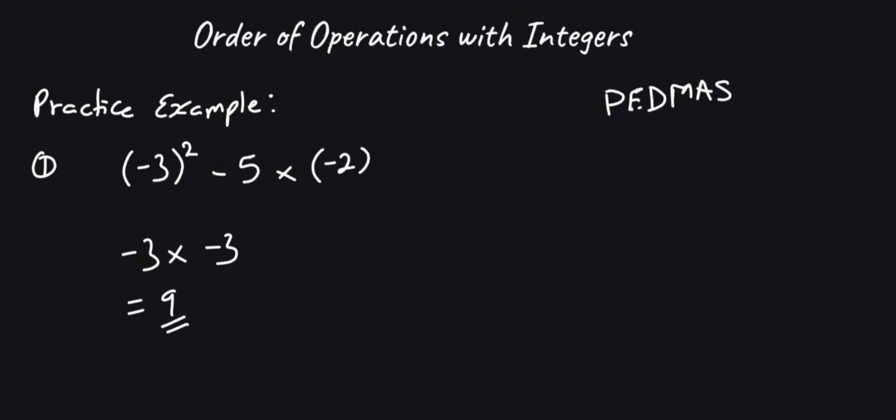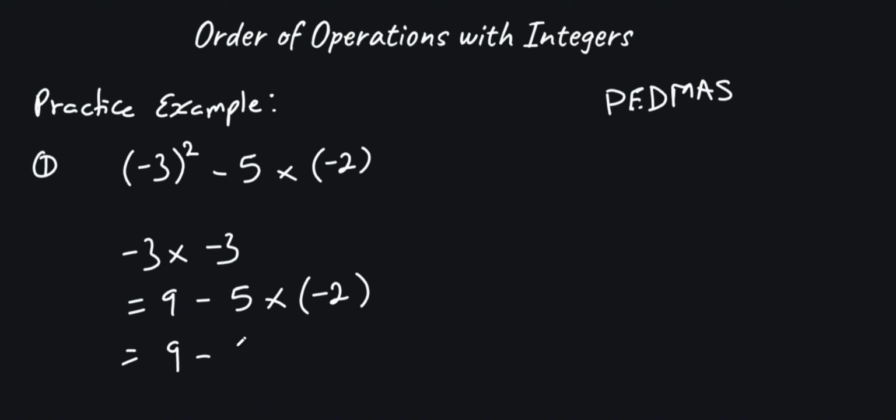And from here, this is not the answer. So from here, we say 9 minus 5 times negative 2. So what's 5 times 2? 5 times 2 is 10, which is negative 10. This is 9 minus negative 10. And then negative times negative is positive. So this becomes 9 plus 10, which is equal to 19.